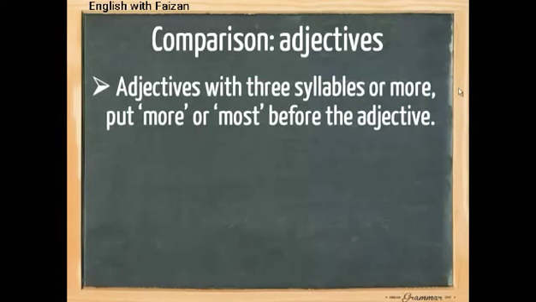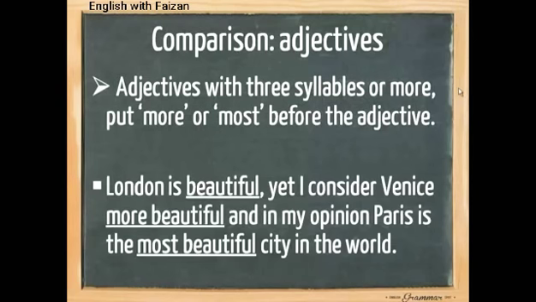Adjectives with 3 syllables or more just simply put more or most before the adjective. So more for the comparative and most for the superlative. London is beautiful, yet I consider Venice more beautiful, and in my opinion, Paris is the most beautiful city in the world.